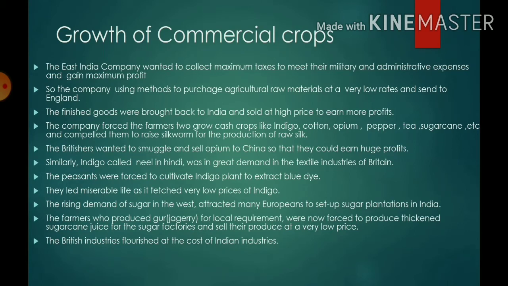The Chinese people were addicted to opium. For that cause, the British compelled our farmers to cultivate opium, and they sent the opium to China. By selling the opium in China, they earned huge profit.